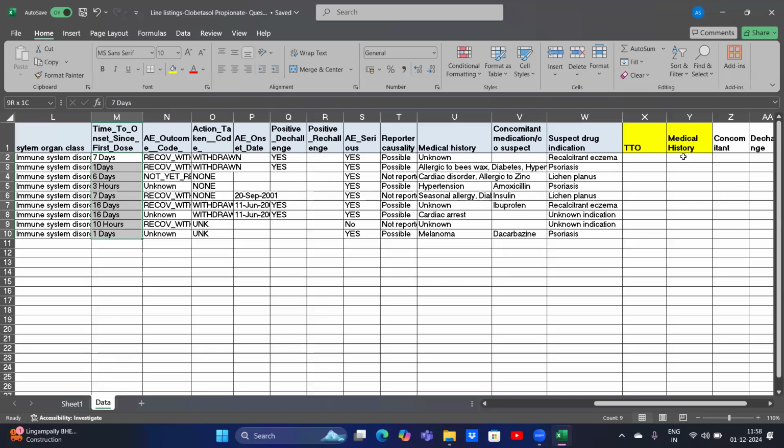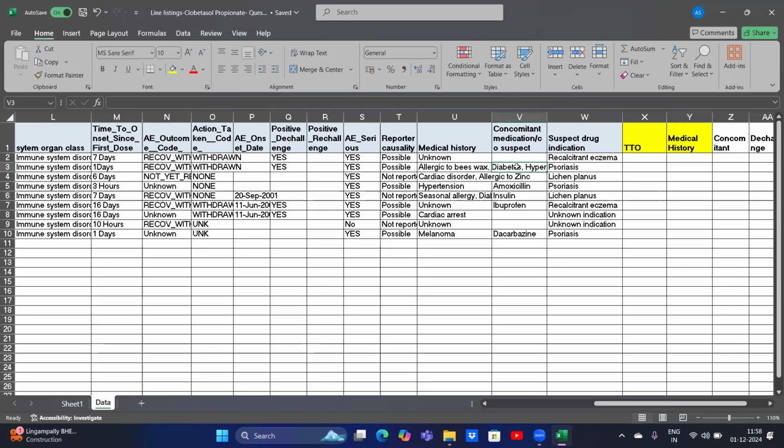In the same way, for medical history, you will write the relevant medical history here. Like suppose in this case, the patient is allergic to beeswax. So allergic to beeswax will come, not the diabetes and hypertension. So you can write in this section allergic to beeswax. Here he has a relevant history of seasonal allergy. You can write here seasonal allergy. So in the same manner, you will write that in 2 of the 9 case reports, the patient was allergic to beeswax and had seasonal allergy, or relevant medical history was reported as allergic to beeswax and seasonal allergy. So in the remaining 7 cases, there was no confounder from the medical history perspective.